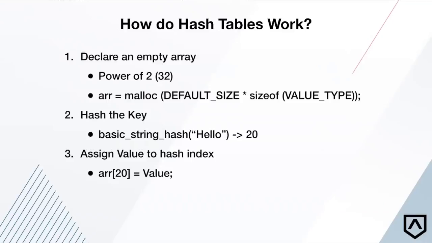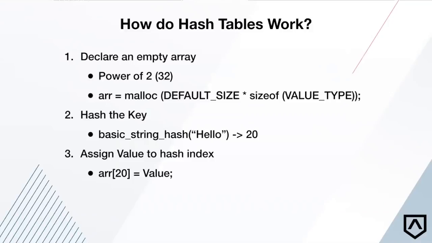So how do hash tables work now that we understand hash functions? Well, we declare an array of size, usually a power of 2, so it fits nicely in memory. We allocate that much memory using the malloc function in C. So the default size in this case is 32, and we need to declare the size of the value type. So this is key, value in terms of key value.